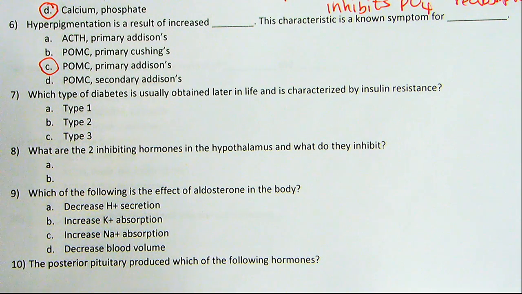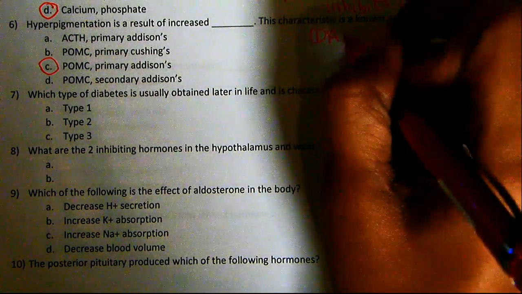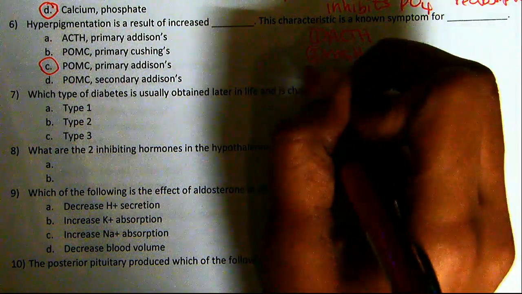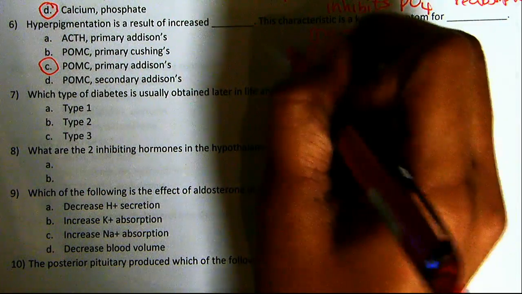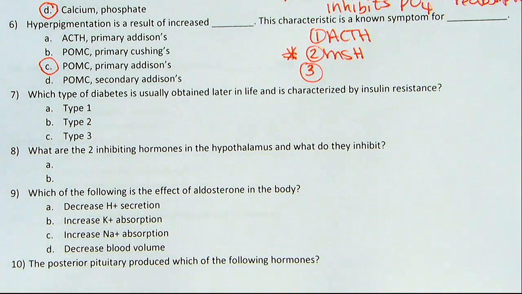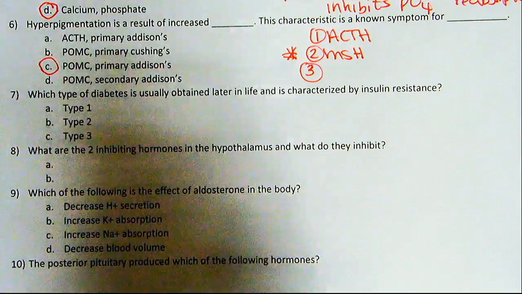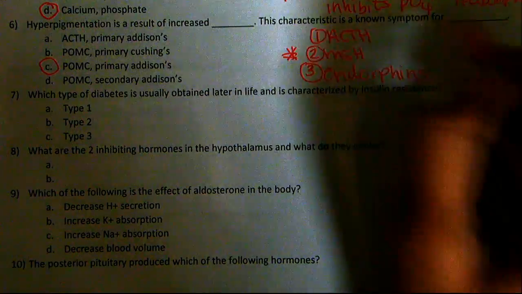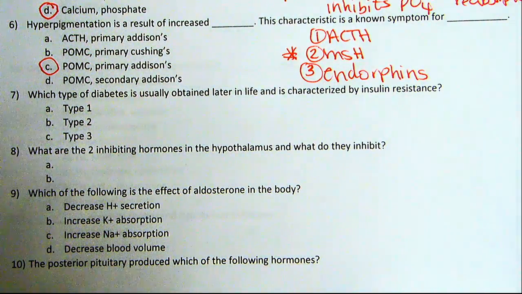POMC is from the intermediate lobe of the pituitary gland, right? MSH, ACTH, and then endorphin. And then the one that's responsible for hyperpigmentation is MSH. We also have ACTH being secreted from the anterior pituitary gland.